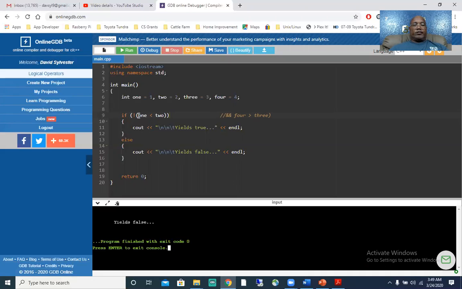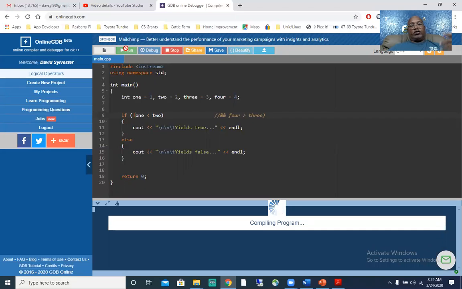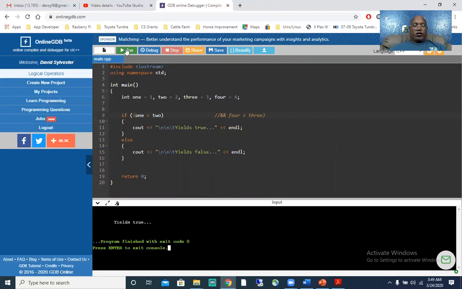But let's look at this. I'll take them both off, and we'll do it this way: not 1. Now, when we say not 1, what we are doing is, 1 is equal to 1, but now we're taking it and turning 1 into what? 0. So 0 less than 2 will be true. So when we run this, it should give us true. You understand?